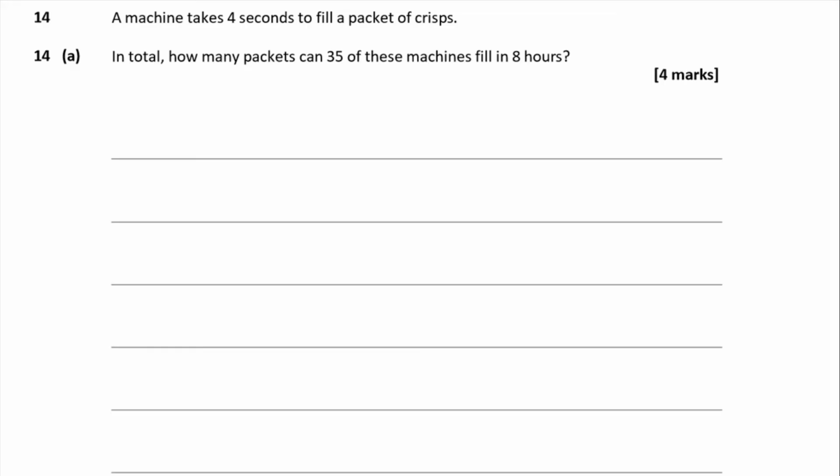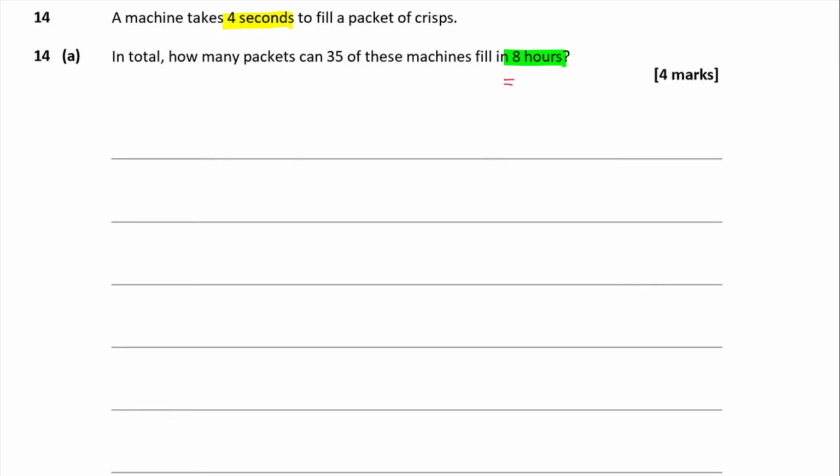Question 14. A machine takes 4 seconds to fill a packet of crisps. In total, how many packets can 35 of these machines fill in 8 hours? Now, first off, we've got different units here, haven't we? I've got 4 seconds here and I've got 8 hours here. So in order to work out this problem, I'm going to convert one into the other. Now, if I convert seconds into hours, it's going to be a horribly small decimal. So I'm going to convert the hours into seconds instead.